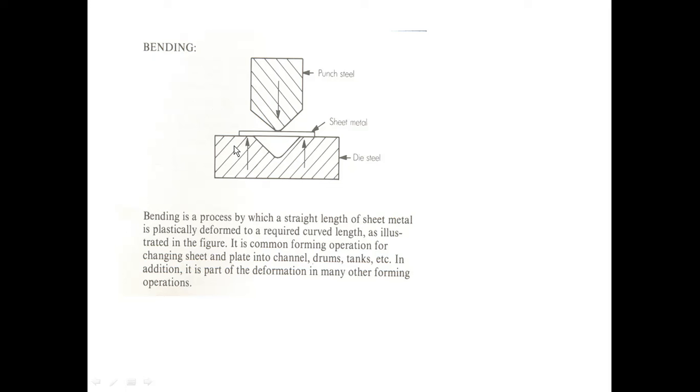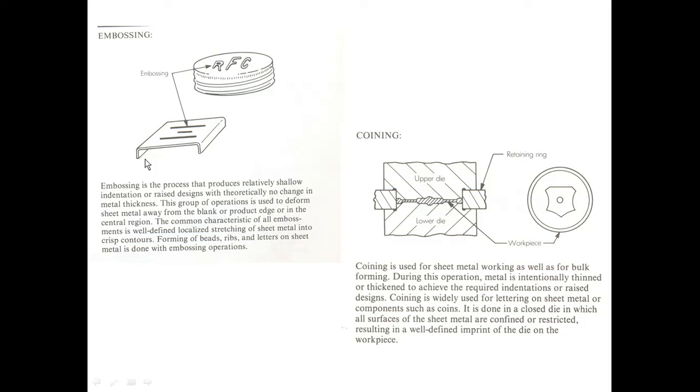Bending may be further classified into categories. So in the figure V bending is represented, but bending is classified into V bending, edge bending or U bending. Then embossing. So you can observe here the embossing operation, something is to be embossed on the sheet metal. So embossing is the process that produces relatively shallow indentation design with no change in the metal thickness. So some indentation is to be formed on the sheet metal.